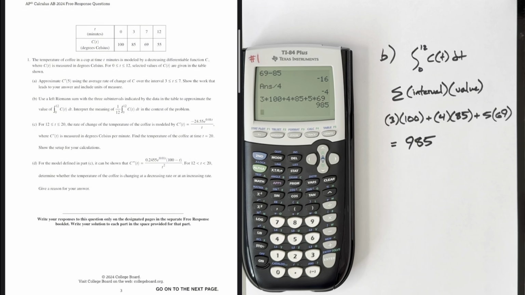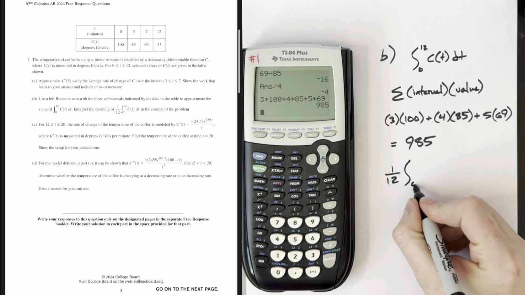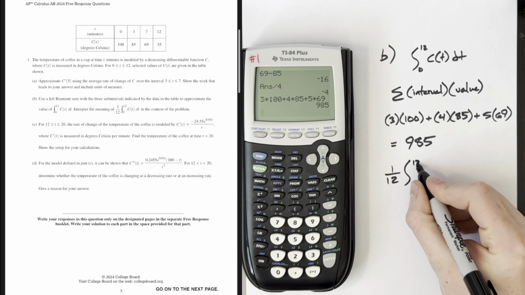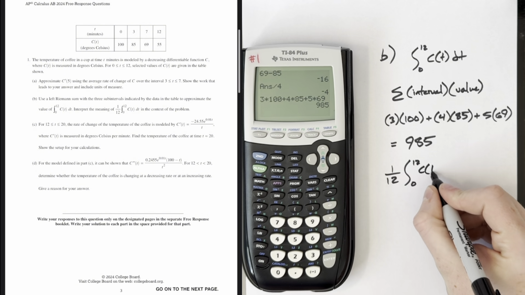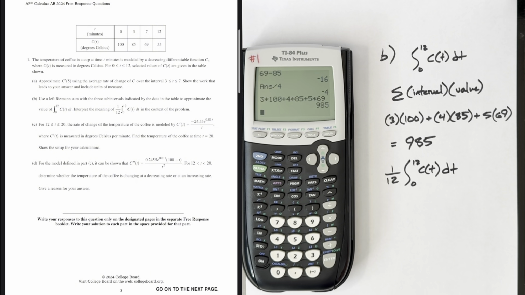We don't really have a way to integrate degrees Celsius. That feels really weird, but the question specifically asks us to interpret the meaning of 1/12 times the integral from 0 to 12 of c of t dt. And they want us to interpret this.